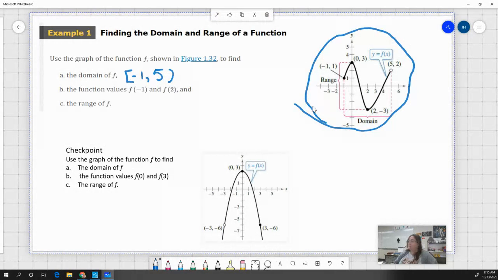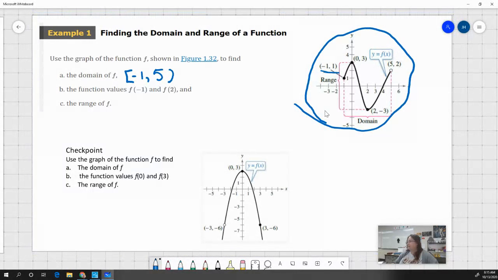Do you see that? It's this point right here at x equals -1. So our f of -1 equals 1, right? It's that y value when x is -1. What is f of 2? When x is 2, what is y?